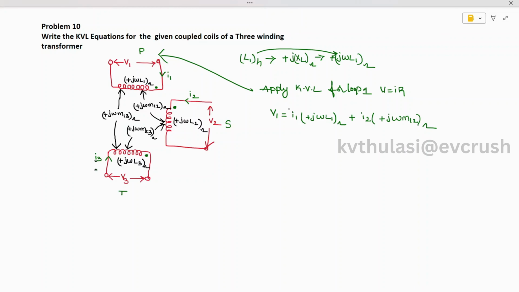Here the dot indicates the starting of a winding. What is the importance of a dot in electrical engineering? The dot indicates the start of a winding, where the winding has been started is indicated with the help of dots. Here current is entering the dot, and here also current is entering the dot. That's why you got the mutual term positive.